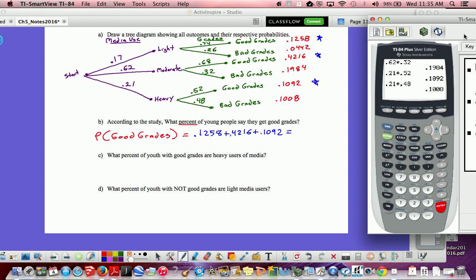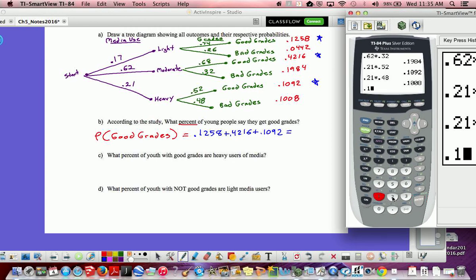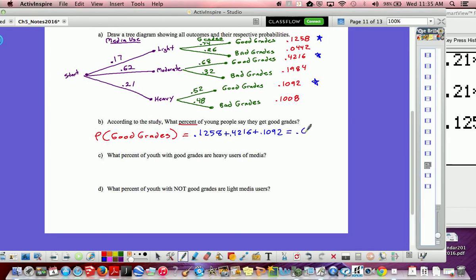Oops. Let's go to this one here. So 0.1258 plus 0.4216 plus 0.1092. So 0.6566. But they did say percent, so 65.66% of young people say they get good grades.